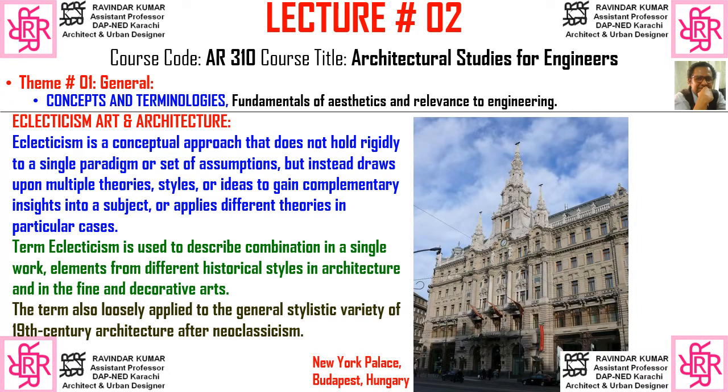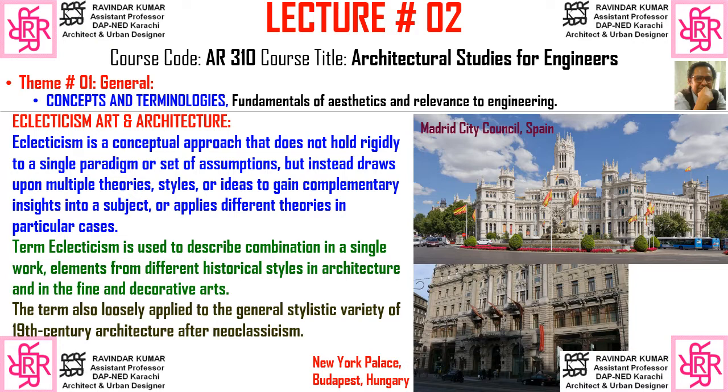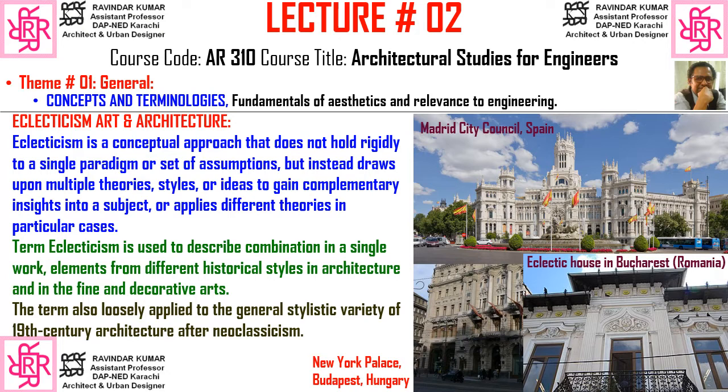This is an example of eclectic architecture, the New York Palace in Budapest, Hungary. This is Madrid City Council, Spain, where you find that different kinds of styles were used. This is an eclectic house in Bucharest, Romania, where you find Islamic motifs, Greek motifs, and the style of Roman windows. So there are various styles integrated into one style, and that is eclectic architecture.